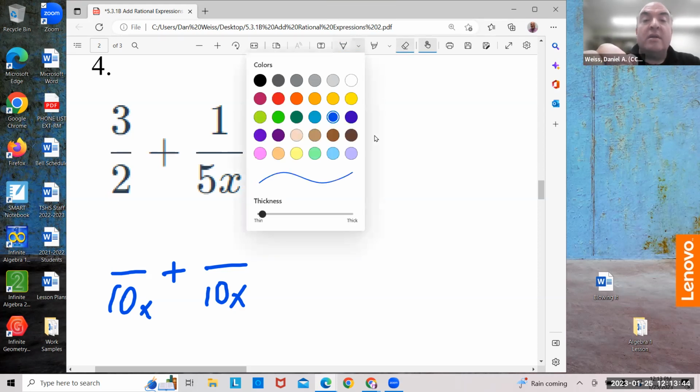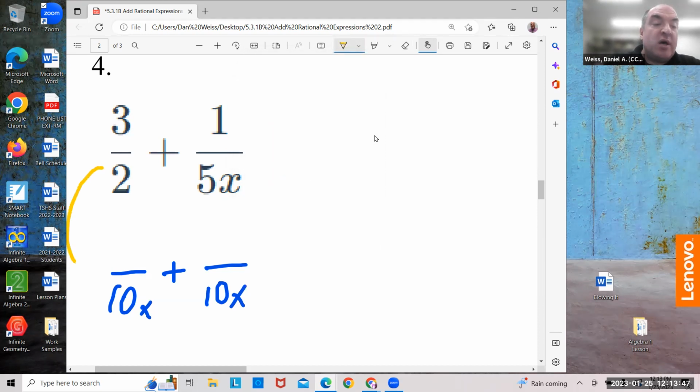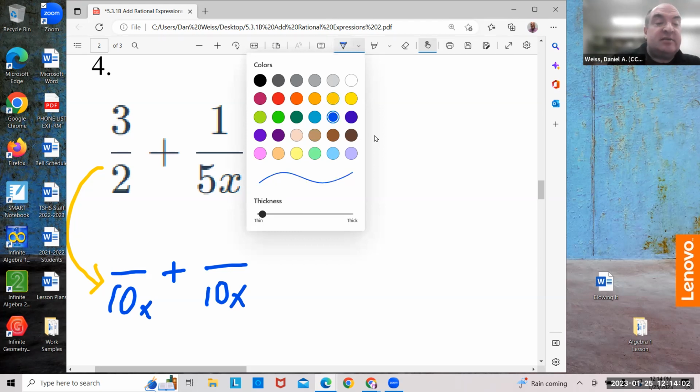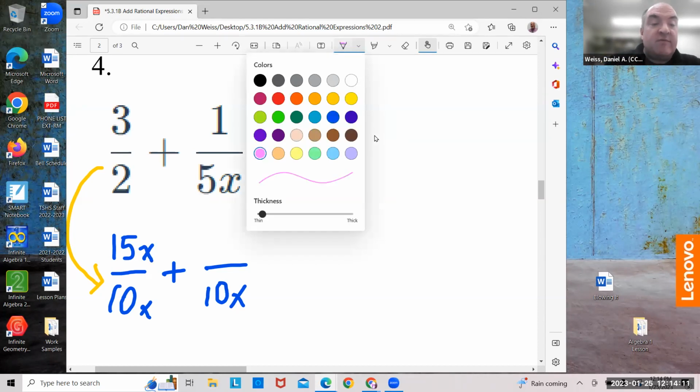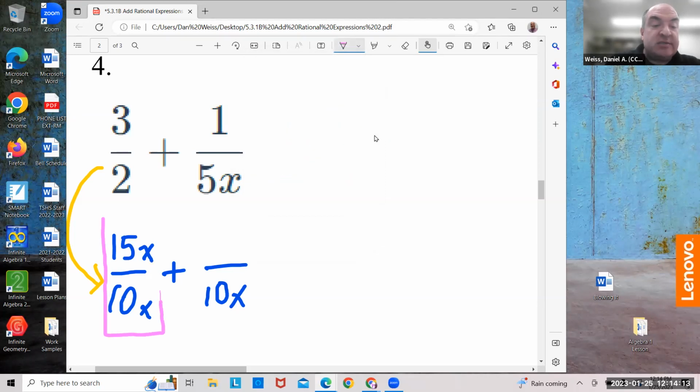So now, 2 times what makes 10x? Wouldn't 2 times 5x make 10x? Yes, it does. So what's 3 times 5x? 3 times 5x is 15x. Hopefully it makes sense that if you reduce 15x over 10x, if you simplify that, that's the same exact thing as 3 over 2. I hope that makes sense. Because the idea is you're not changing the problem, okay?